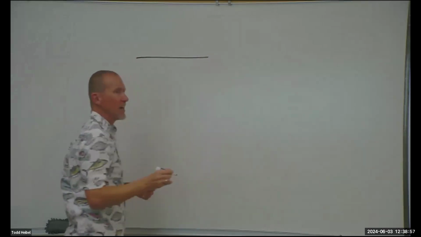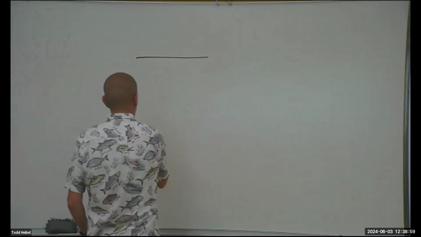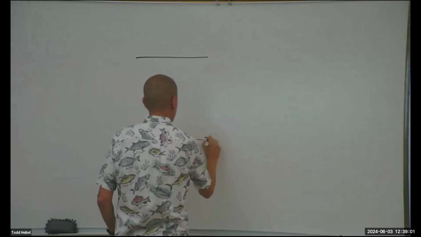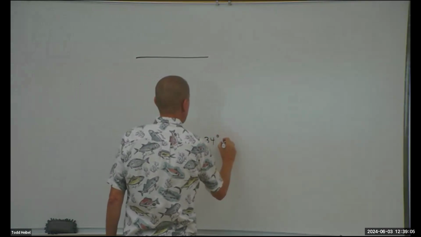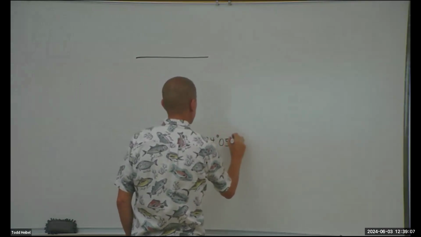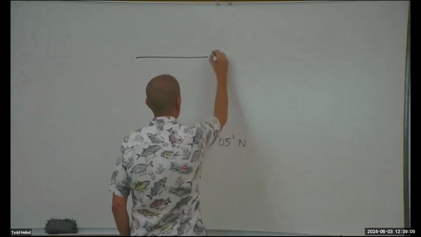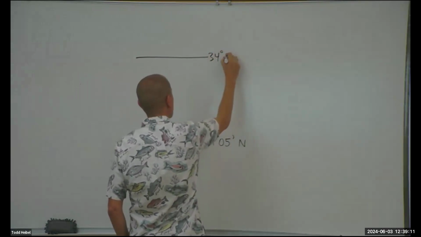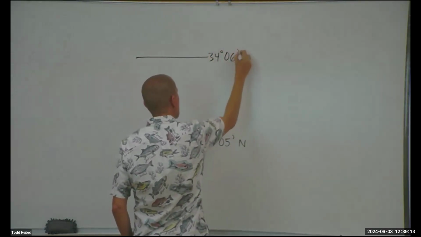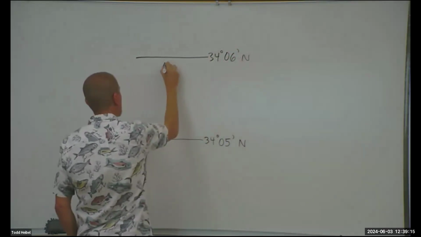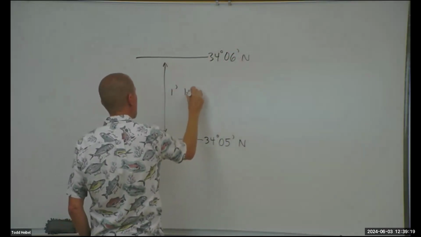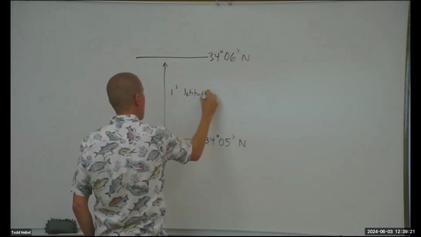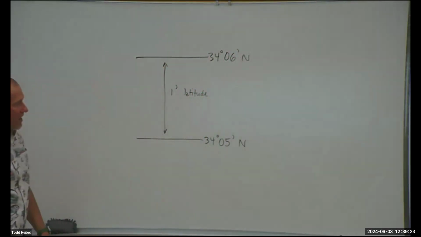Anyway, let's say we do this. Let's go look at a minute. Let's go from 34 degrees, 5 minutes north to 34 degrees, 6 minutes north. So this is only going to be 1 minute of latitude. That's what we mean by a minute.